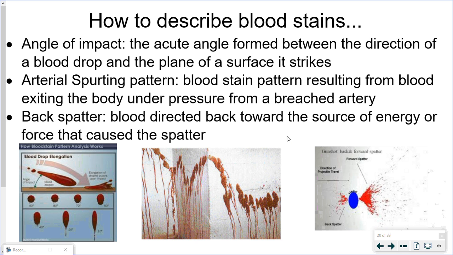With head wounds, especially with gunshots, things like that, we end up with a back spatter. This is blood directed back towards the source of energy or force that caused the spatter. So if someone shoots another person, blood will squirt back at the shooter. So a lot of times this is where the shooter will actually have blood from the victim on them from that back spatter.